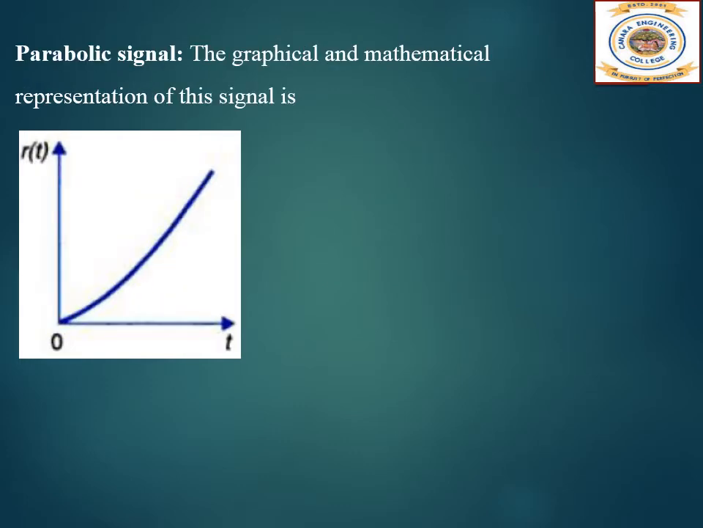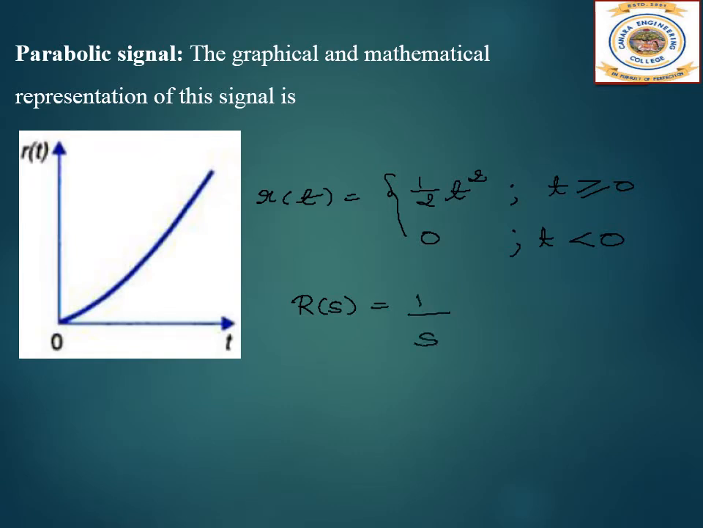Next, the parabolic signal. The graphical and mathematical representation of this signal is shown below. How do we represent this mathematically? R of t will be equal to half t square for t greater than or equal to 0. It is equal to 0 for t less than 0. And what is the Laplace of this? R of s is equal to 1 by s cube. This is the Laplace of the parabolic signal.